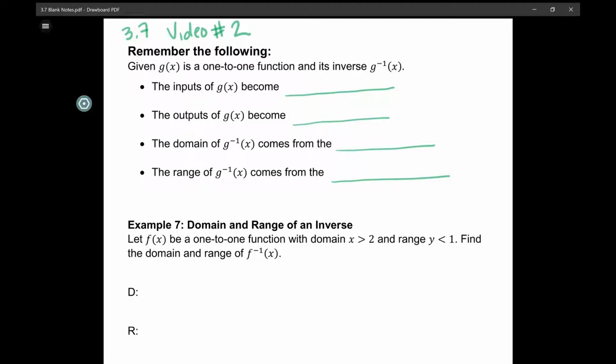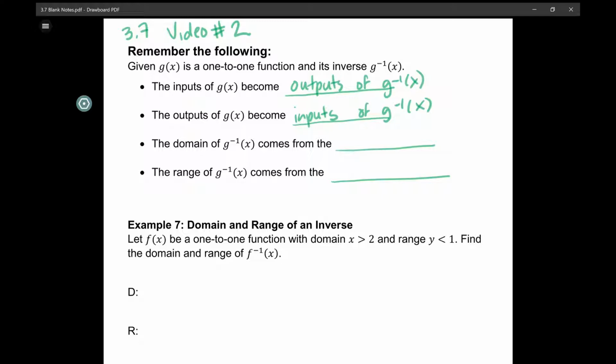Given g of x is a one-to-one function and it has an inverse, g inverse of x, the inputs of g of x become the outputs of g inverse of x. And the outputs of g of x become the inputs of g inverse of x. Remember, x and y just swap. So x becomes y becomes x.